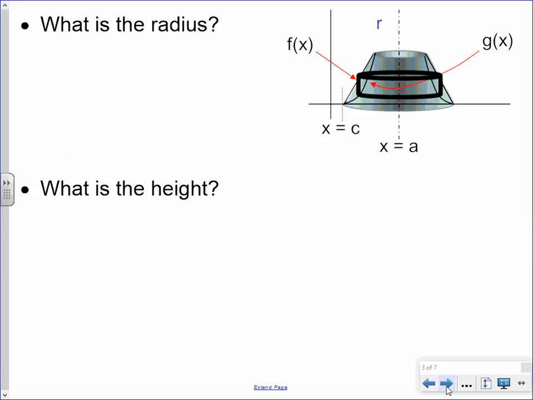So I'm going to come over here, and here is the rectangle that we're going to focus on with thickness dx that we're rotating about the line x equals a. I want you to take a moment and talk about in your pod what the radius of these shells would be and what the height of these shells would be. 1, 2, 3, go. It's okay to be wrong. I just want you to think through it.